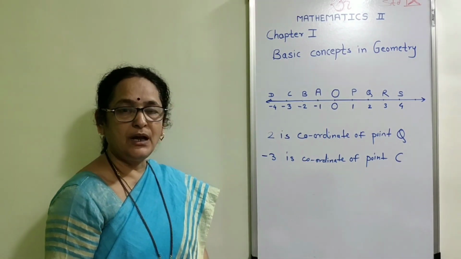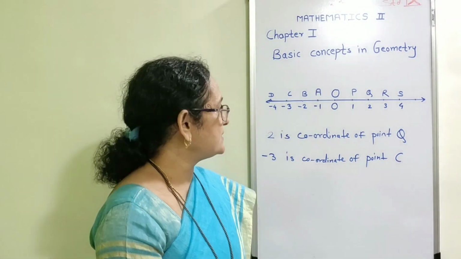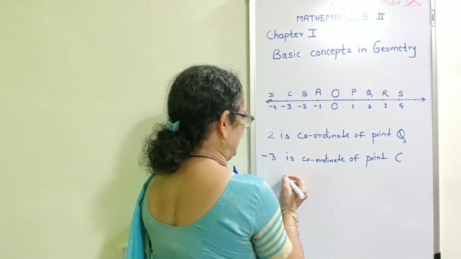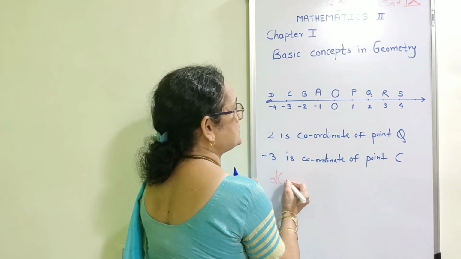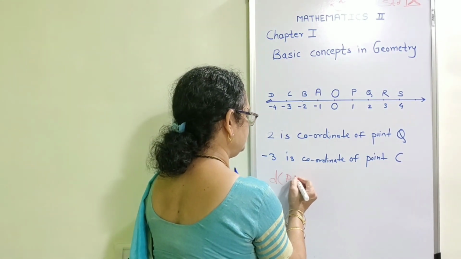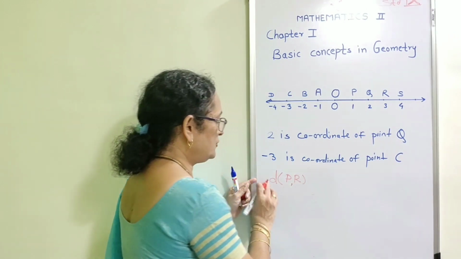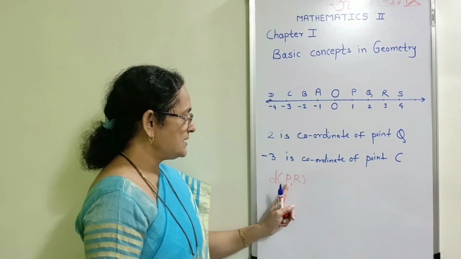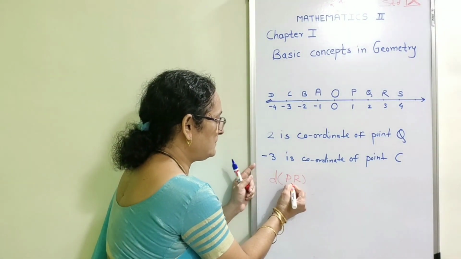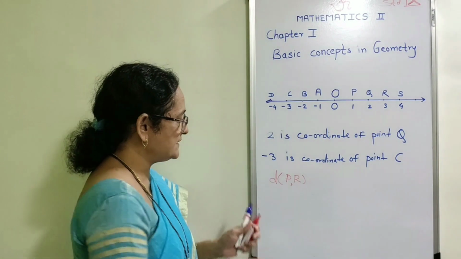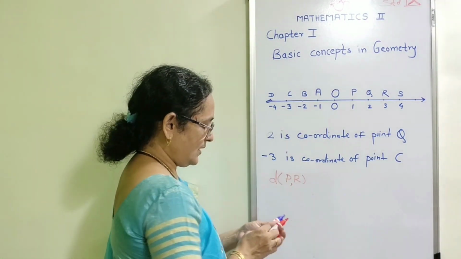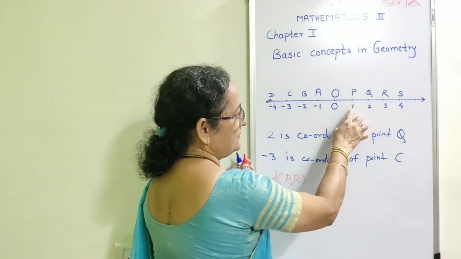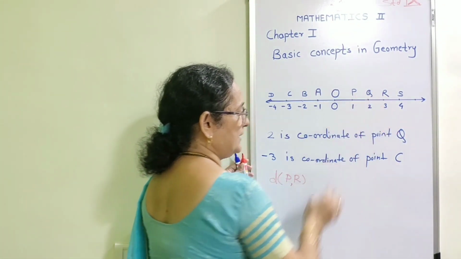Now we are going to learn how to find the distance between any two points. Suppose you are asked to find the distance PR. When you write it, D for distance, then round brackets, and the 2 points in between them, with a comma. The meaning of this is the distance between points P and R. For this, to find the distance between P and R, you first find the coordinates of points P and R.